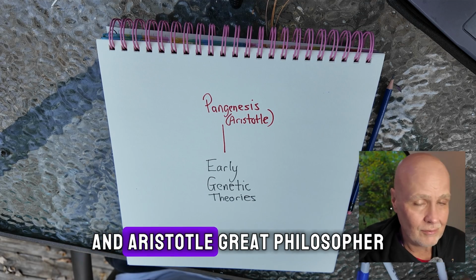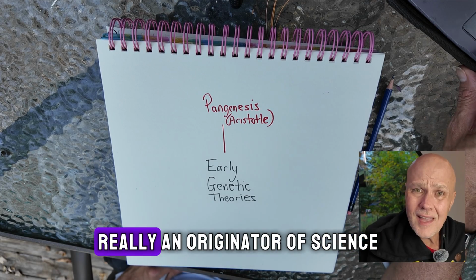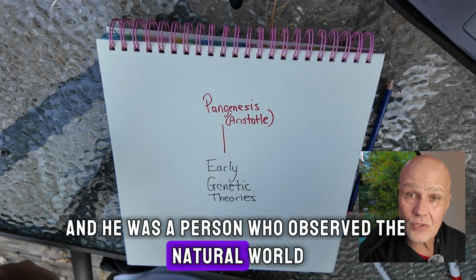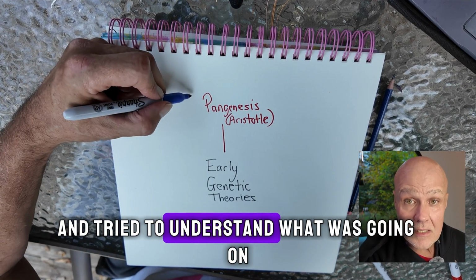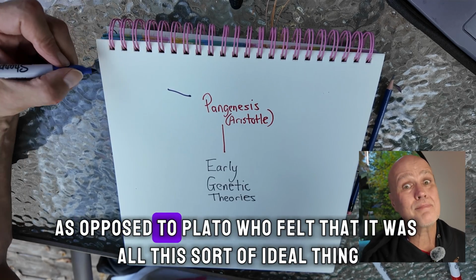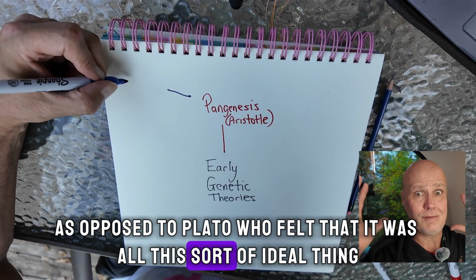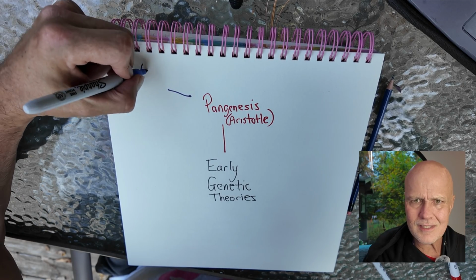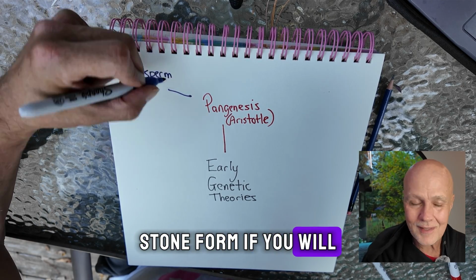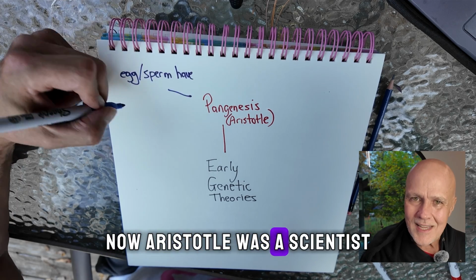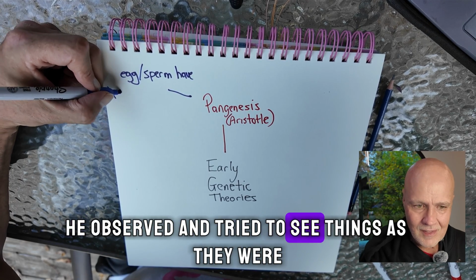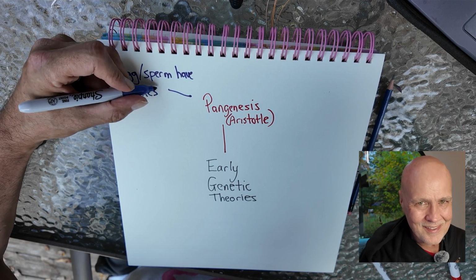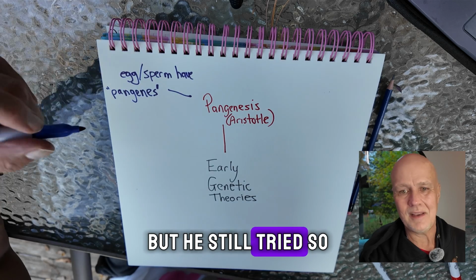And Aristotle, great philosopher, really an originator of science, was a person who observed the natural world and tried to understand what was going on, as opposed to Plato, who felt that it was all this sort of ideal thing that was all set in some sort of stone form, if you will. Now, Aristotle was a scientist. He observed and tried to see things as they were. Now, he didn't quite get it right here, but he still tried.